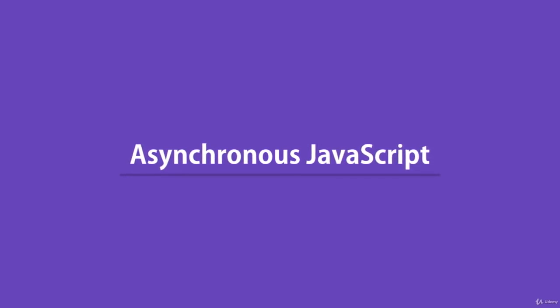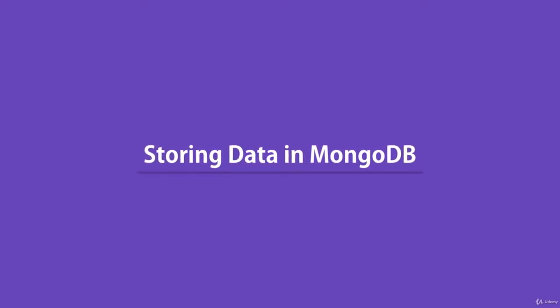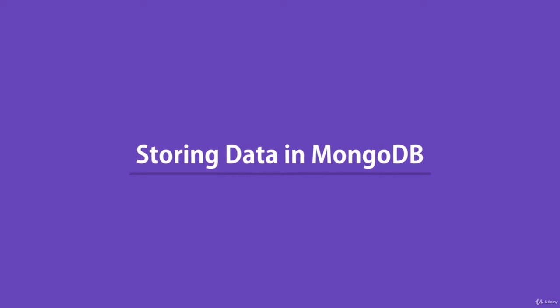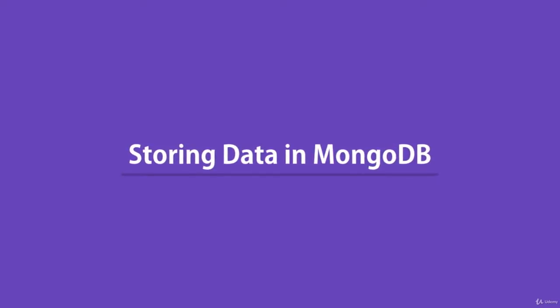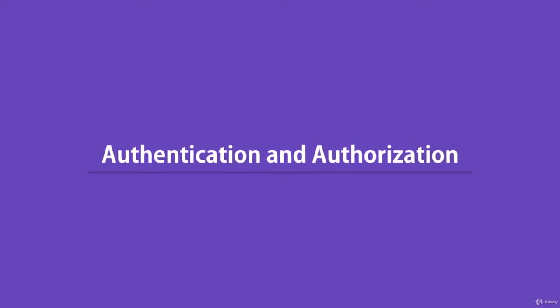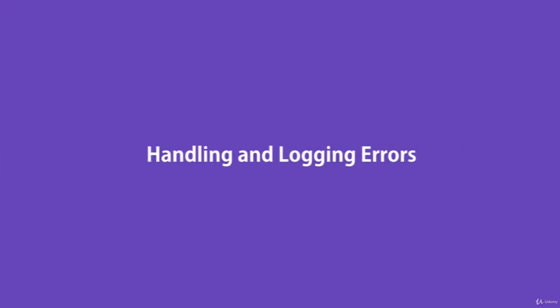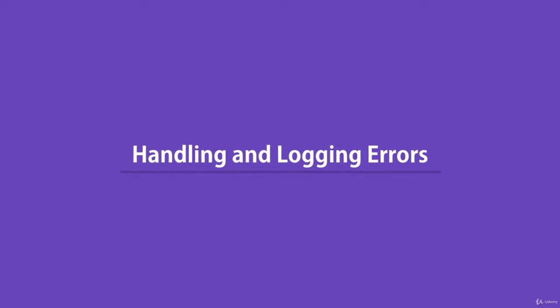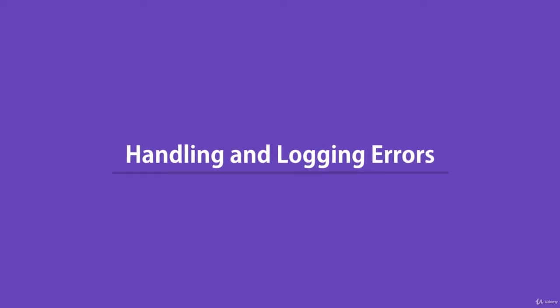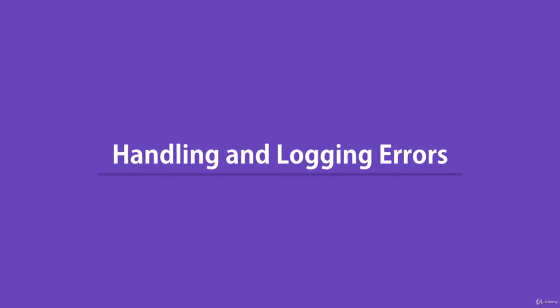Once you understand asynchronous code, then we'll look at storing data in MongoDB. So the next three sections are all about MongoDB and Mongoose, which is a library we use to store data in MongoDB. After that, we'll look at implementing authentication and authorization, including role management using JSON Web Tokens. Next, we'll look at handling and logging errors, which is a very important topic in building real-world applications. So up to this point, we have a RESTful service with authentication, authorization, error handling, and logging.